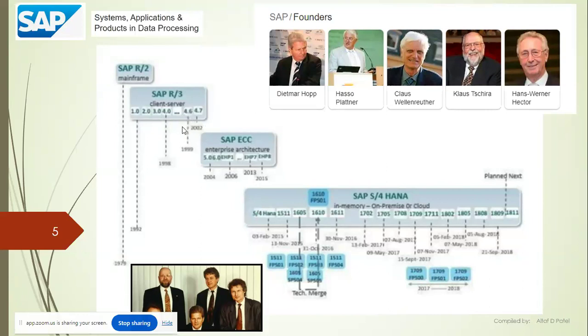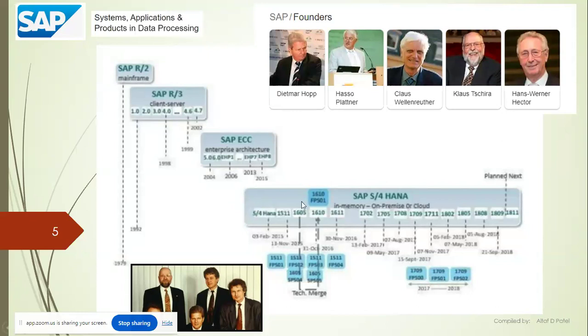So they came out with the enterprise architecture, which is called ECC. ECC stands for ERP as a central component. And they came up to 6.0, so SAP 6.0 was there. During this time, they were using the databases DB2, SQL, or Oracle.